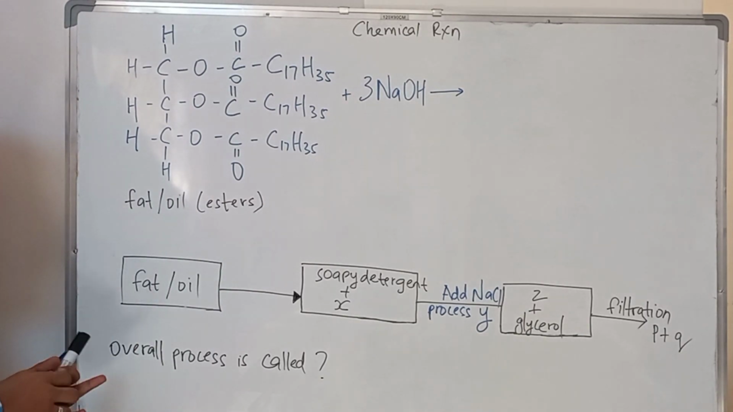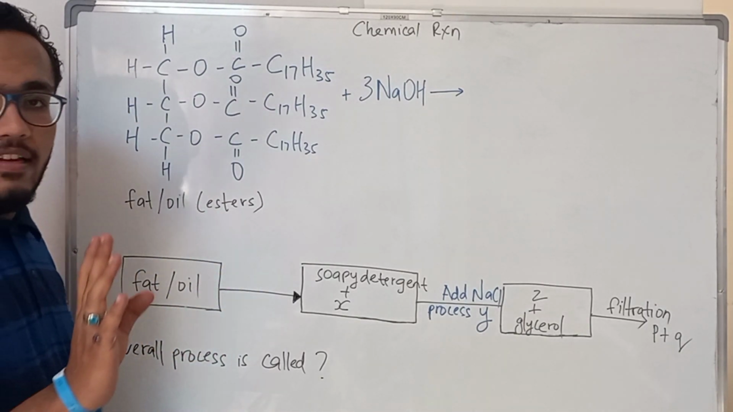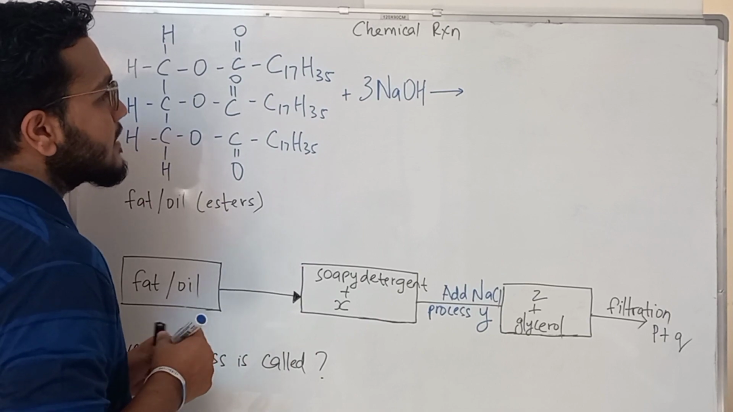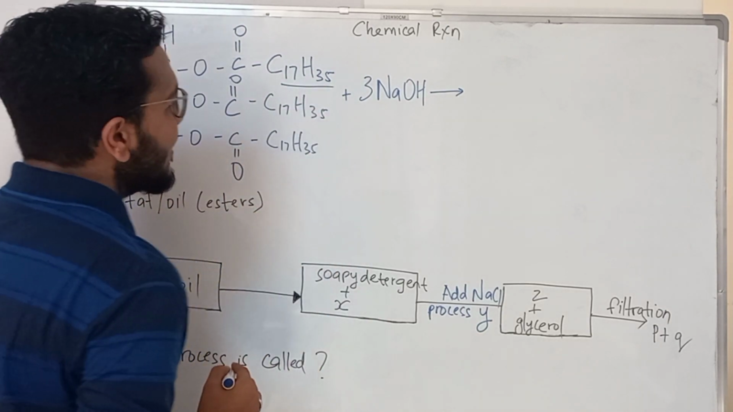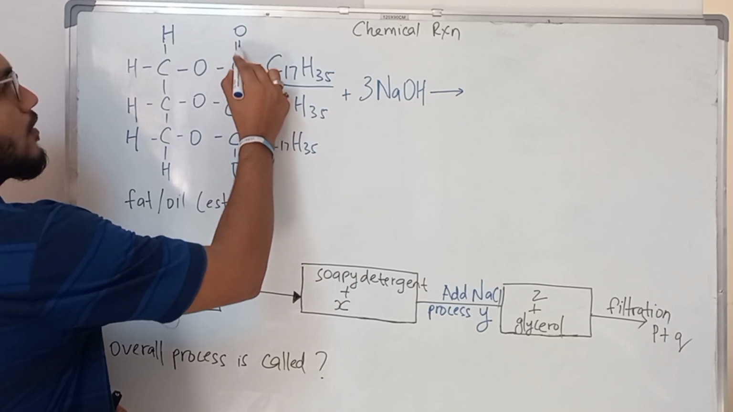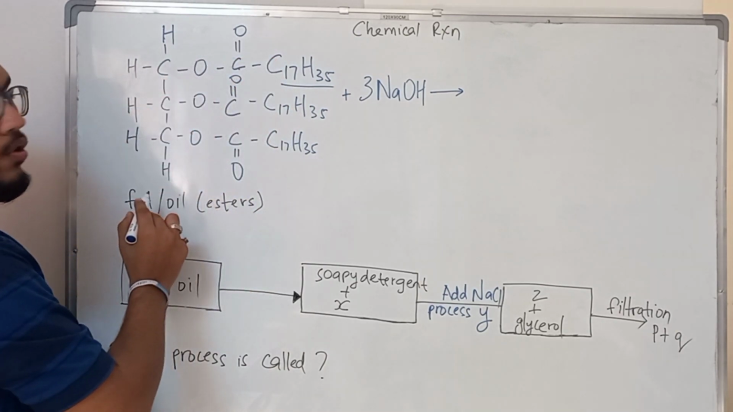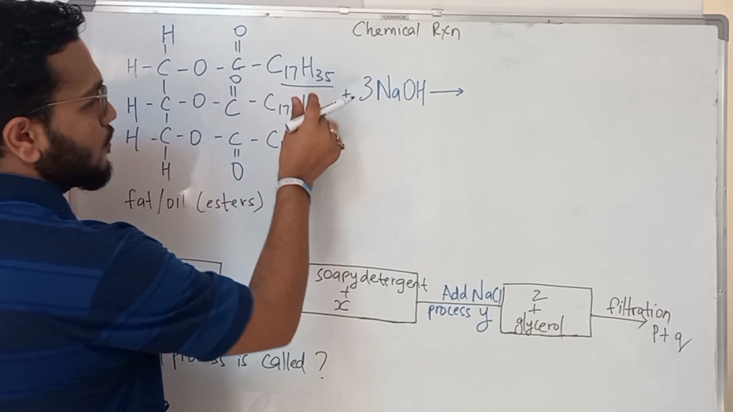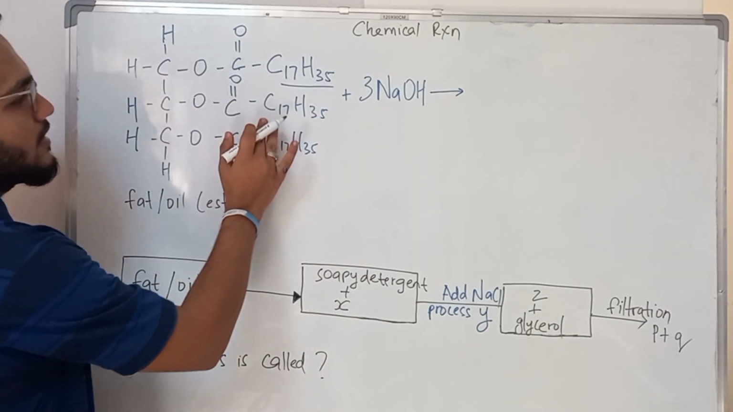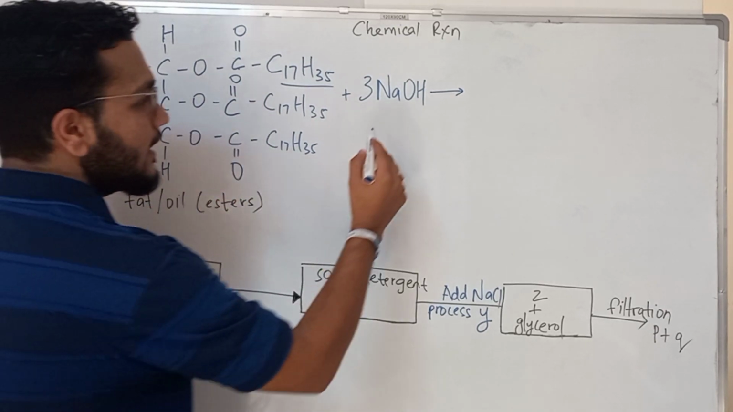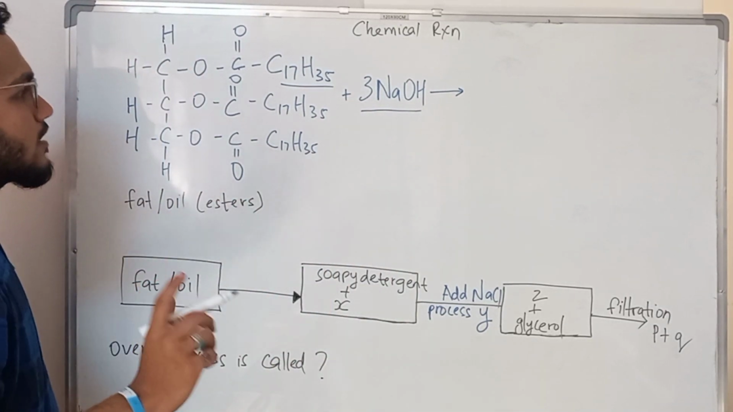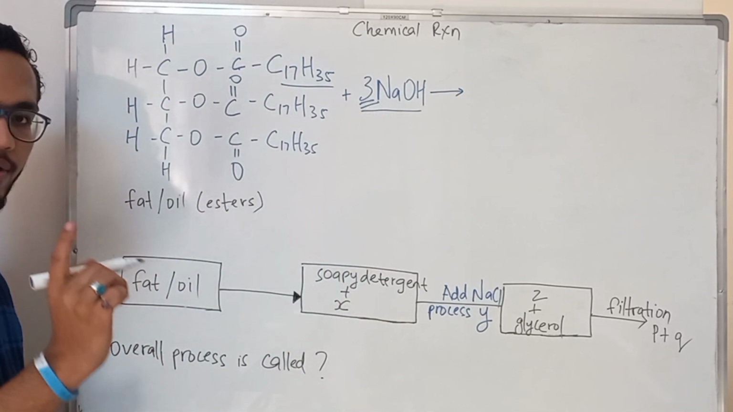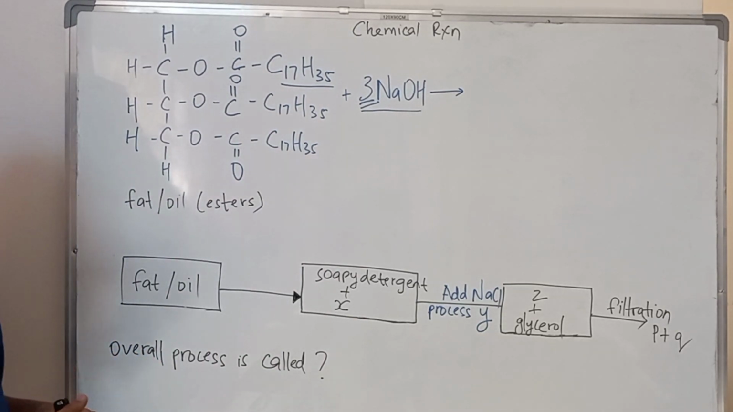The ester of the fatty acid is C17H35COO, the alkanoic acid, attached to CH2. Same for here, because it's an ester, there are three acids combined together: C17H35COO, same for this one and same for this one. You are reacting them with sodium hydroxide. Note, these are three acids, 1, 2, 3. So how many moles of sodium hydroxide? 3, 1 for each. So what are the two products that we are going to form?